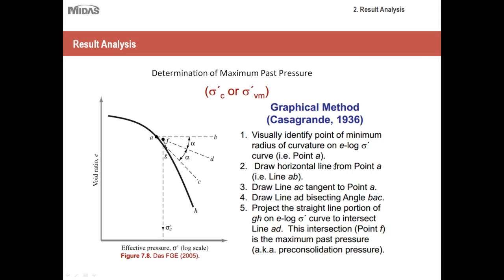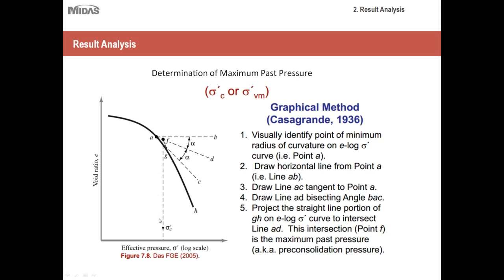Then draw a horizontal line from point A, just straight across. Then draw a line AC tangent to point A. As you can see, there's the tangent. Then draw a line bisecting angle BAC, so here's D. Then project the straight line portion of the curve to intersect line AD. This intersection is the maximum past pressure, also known as point F.